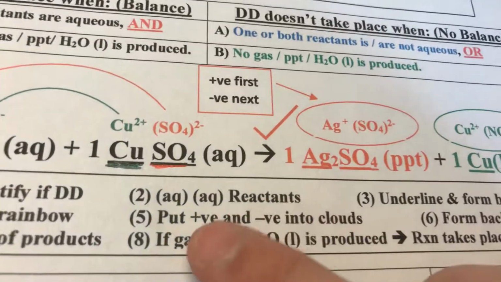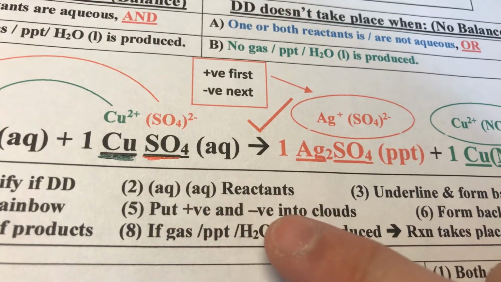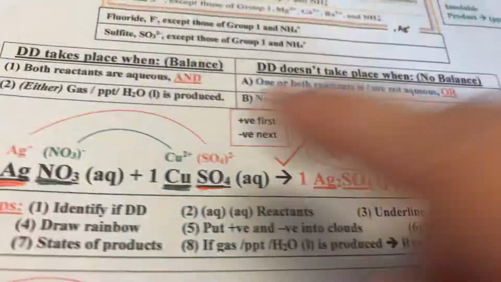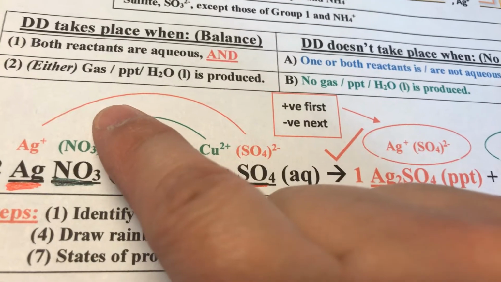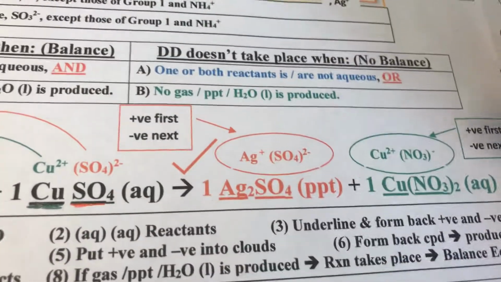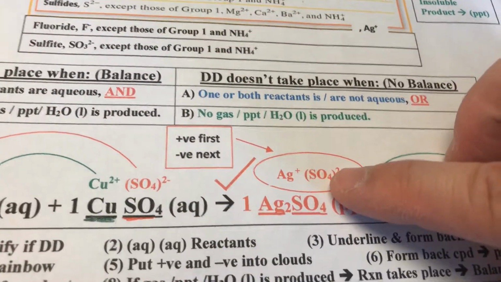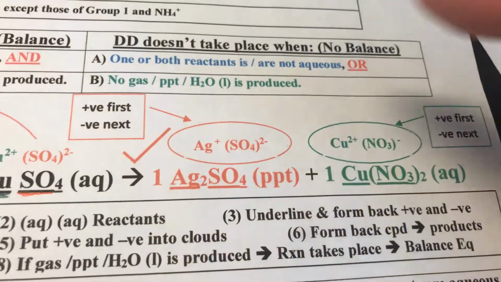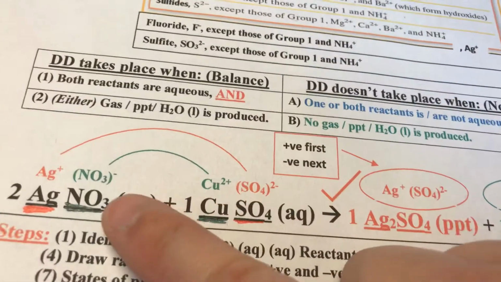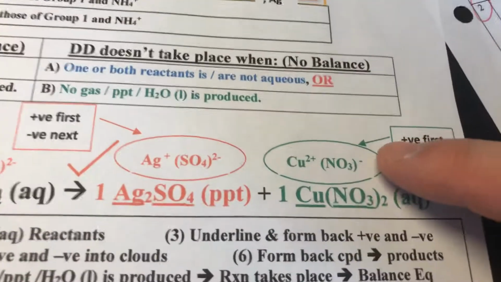And then number 5, you want to put the positive and the negative into the clouds. Now of course we have rainbow in the reactant, of course we have cloud. And where are the clouds? The clouds are on the product. So you want to draw the cloud. So we have the Ag and SO4, we put it in the first cloud. Ag plus SO4, we put in the first cloud. And then the Cu2 plus NO3 minus will be the second cloud.